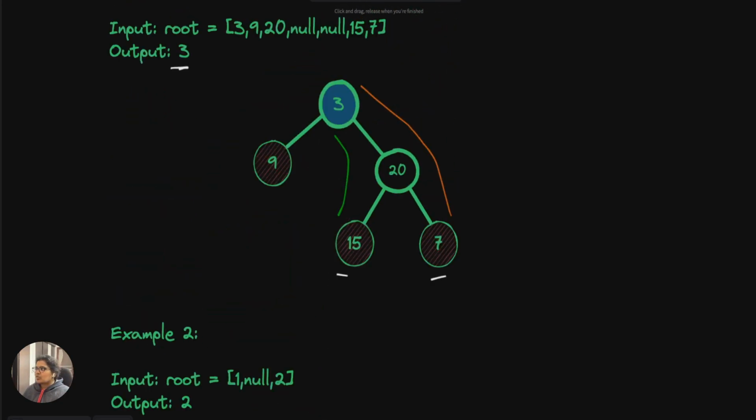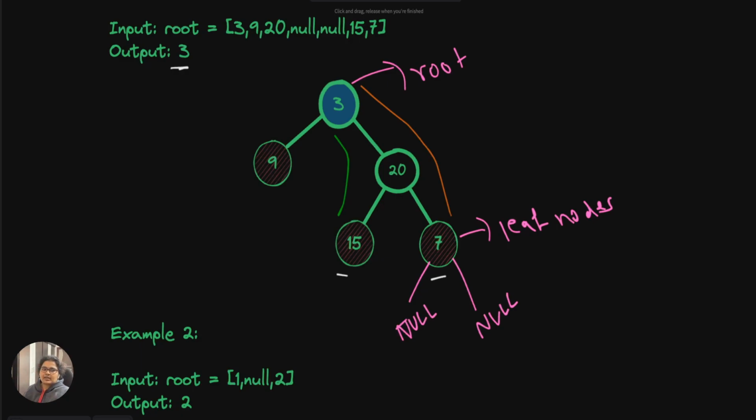So before we go to solving this problem, let's look at some simple concepts of trees. So here, if you see the highlighted nodes 9, 15 and 7, they have no children. Okay, so their next pointers will point to null. Such nodes are called leaf nodes. Okay. And if you look at the node with the blue background, which is 3, this is the root. This is the root because it doesn't have any parent. Okay, so the root of a tree doesn't have any parent and leaf nodes don't have children.